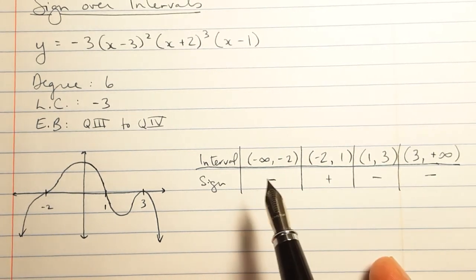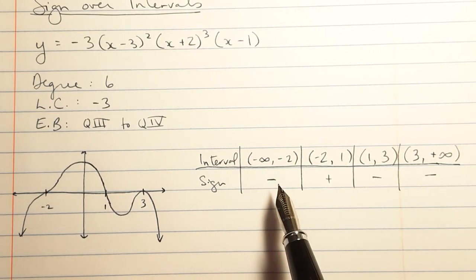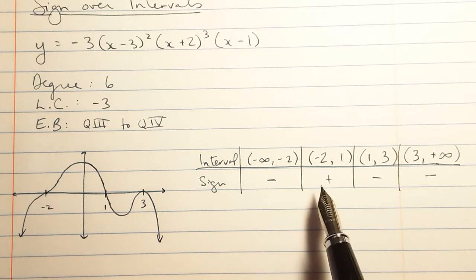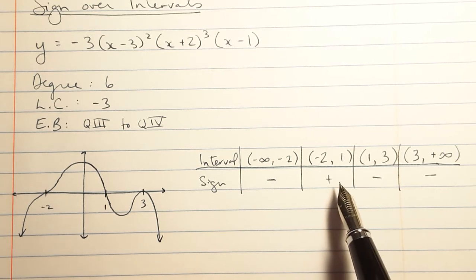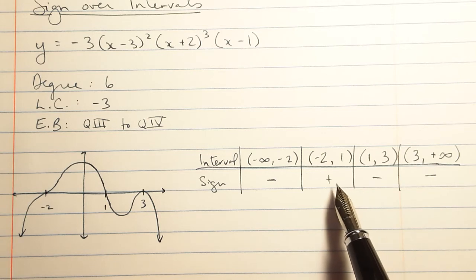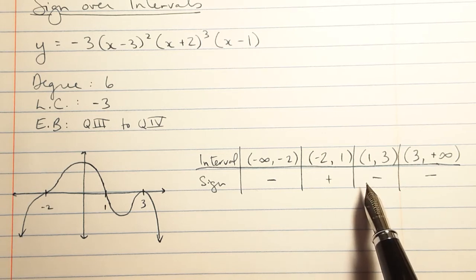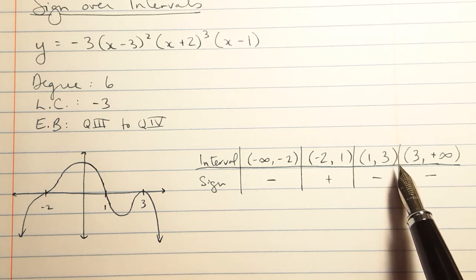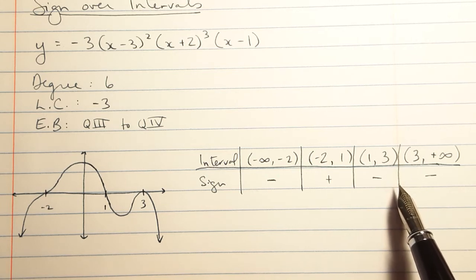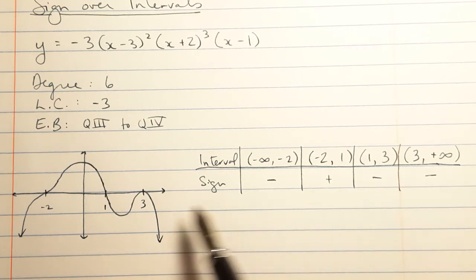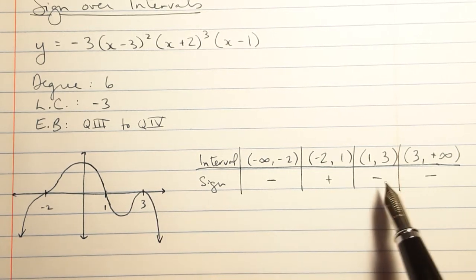Okay, so let's check this out. We started off negative, and then we came across a 0 of order 3. That's an odd number, and we changed from negative to positive. Then we get to the next 0. That's of order 1. We change again, positive to negative. Then we come across the last 0, which was x equals 3. That is a 0 of order 2, an even number. And look, we didn't change sign. We were negative, and it just bounced, and we stayed negative.